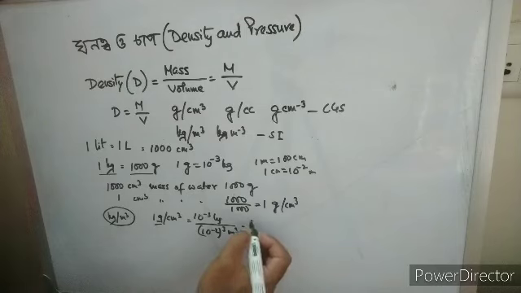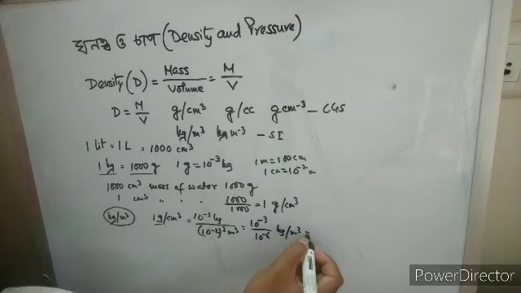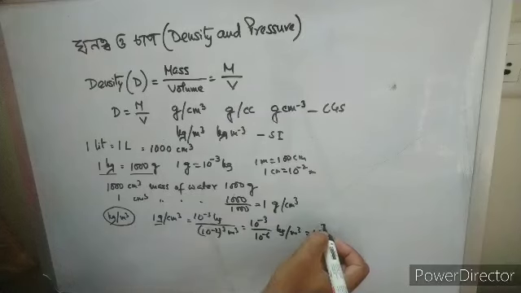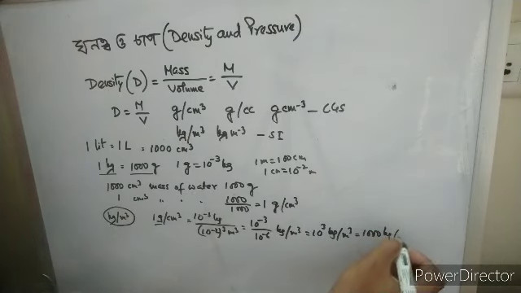So what we have is 10 to the power -3 divided by 10 to the power -6 kilogram per meter cube. So that will go up and it is converted into 10 to the power 3 kg per meter cube or 1000 kilogram per meter cube. So the density of water in CGS system is 1 gram per centimeter cube, and the density of water in SI system is 1000 kilogram per meter cube.